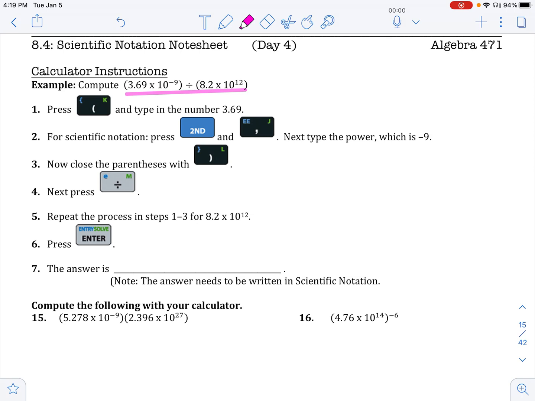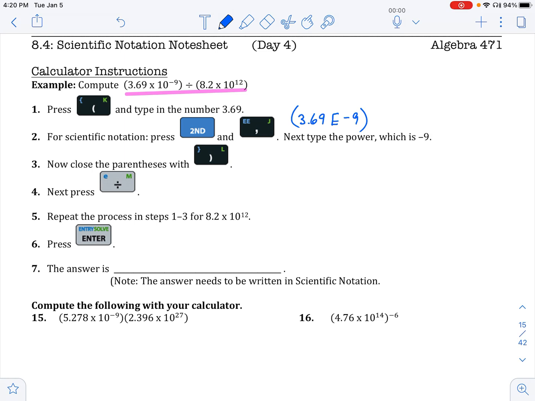Please be aware that you may also, for scientific notation, press the second button and the comma. What this will do is when you write this, it will write it as 3.69 E negative 9. And what that E stands for is an abbreviated way to write scientific notation in the calculator. The idea of this is it uses fewer characters. By using fewer characters, we are allowed to write more on the calculator.